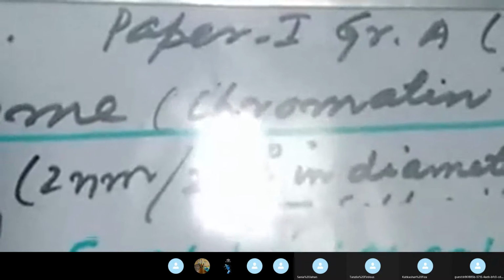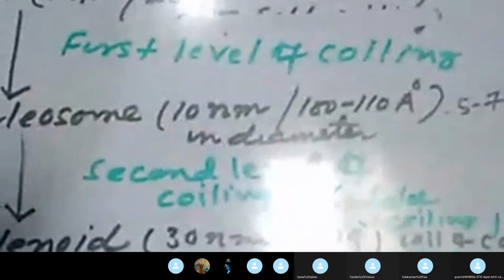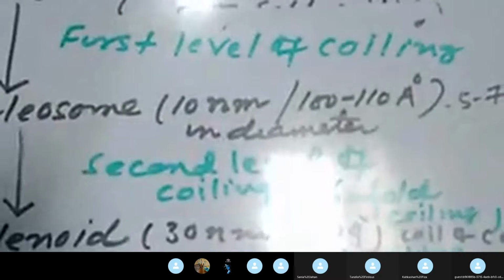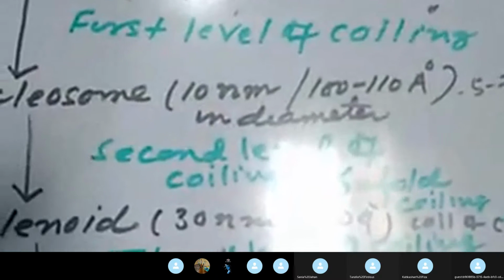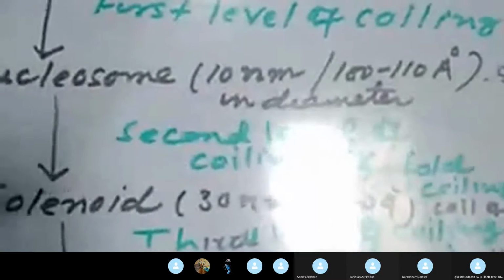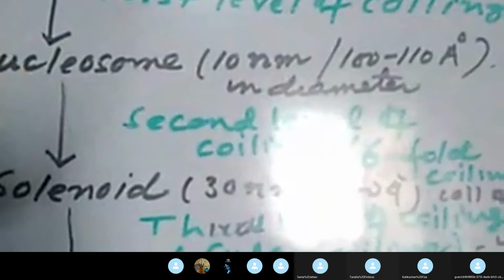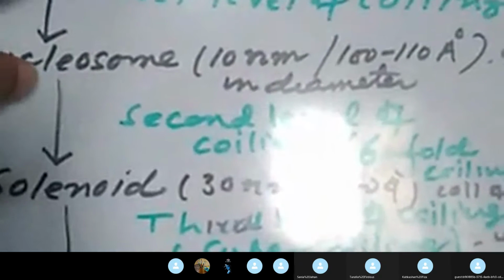DNA. I have written this, let me explain the level of coiling of the DNA to form the nucleosome structure, solenoid structure, super solenoid and chromosome. Look, I have drawn a flow sheet on the whiteboard. You all know that the length of the DNA is much more than the length of the chromosome, and it is also very clear to you that the diameter, or thickness, of the DNA is 2 nm.